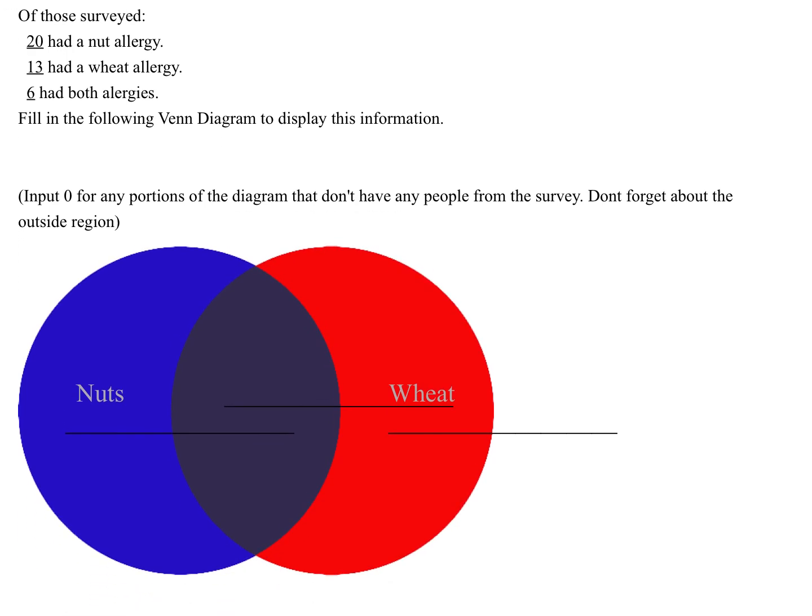So this is going to be just like the one we did above. 6 had both, so 6 would go in this middle section. Then 13 had a wheat allergy, so the total red circle, the total circle on the right, needs to be 13. So 13 minus 6 is 7, so 7 would go in this section. And then 20 had a nut allergy, so 20 has to be the total in the left circle, the blue, so 20 minus 6 is 14, so 14 goes there.